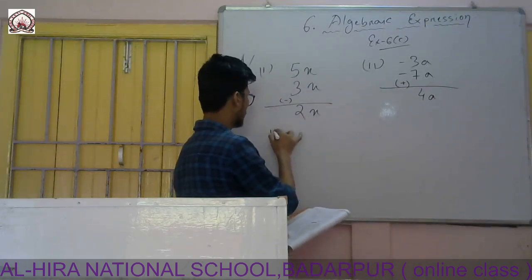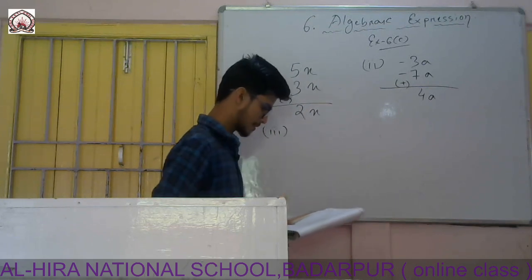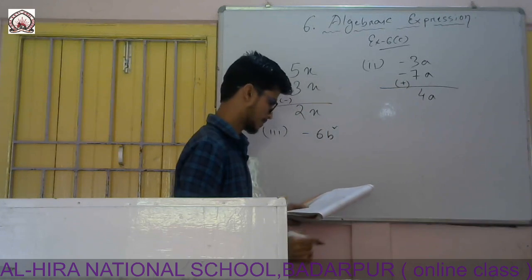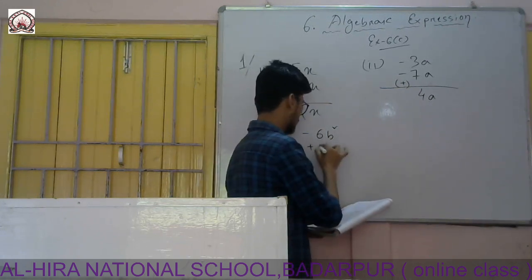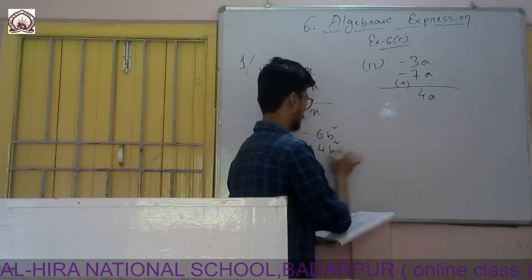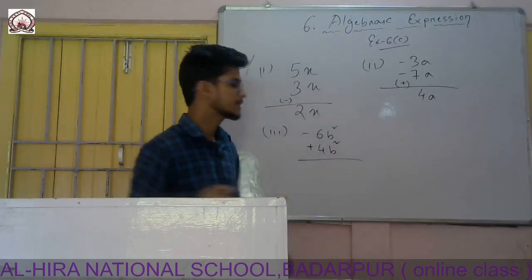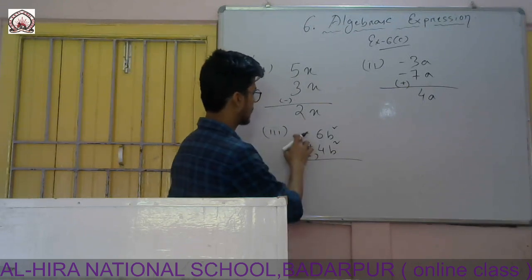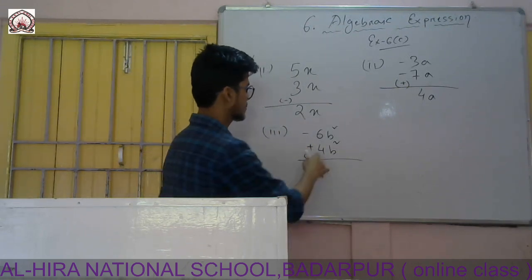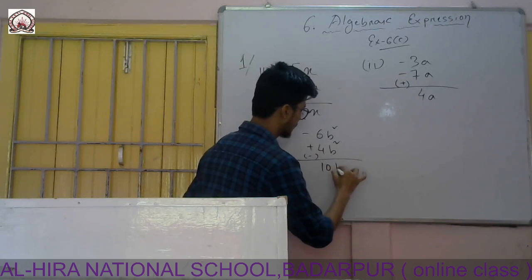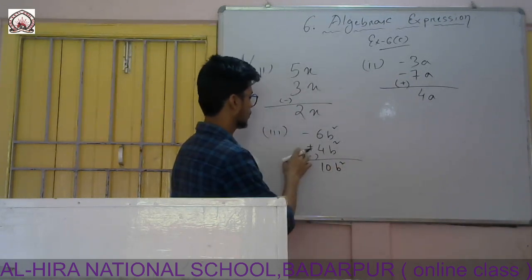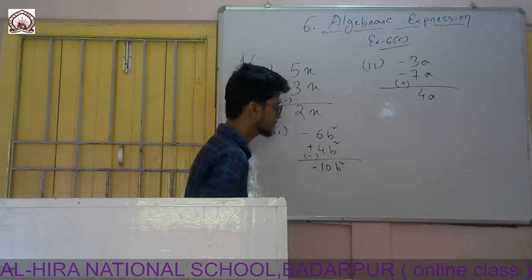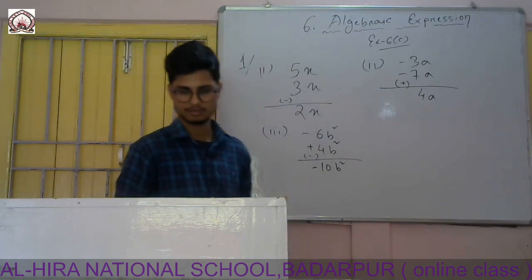So now see Roman number 3. It is given minus 6b square, plus 4b square. So first of all we will change the sign. It is plus sign, so I will write minus. So minus, minus, it is plus. 6 plus 4 is 10. It will be b square. Since 6 is greater, and its sign is negative, I will use the negative sign: minus 10b square.